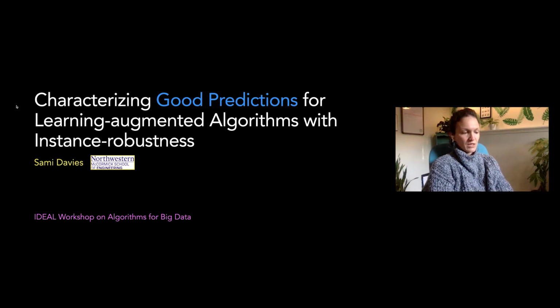So this talk is meant to be an introduction to the learning augmented algorithms field. And then I'll end with a flavor of some of the things that I'm interested in in this space.